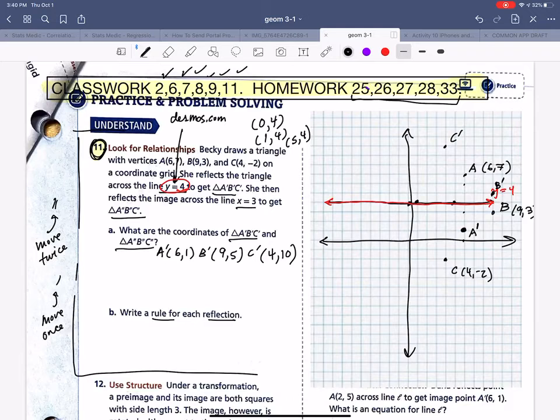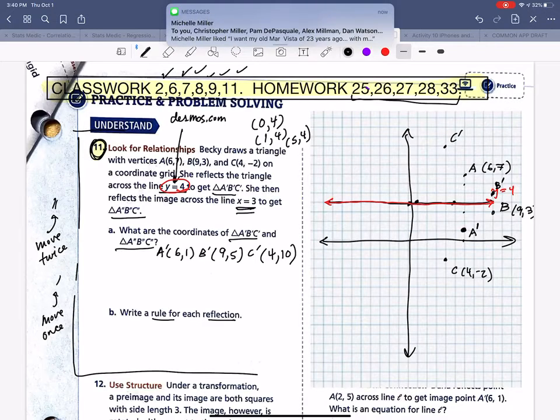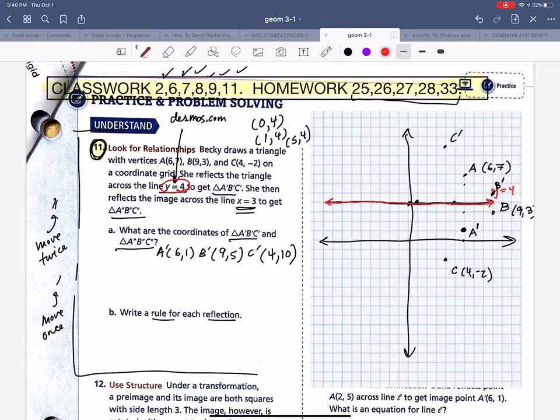Now it says we're going to move it again. She's reflecting the image across x equal 3. Okay, so that's x equal 3. So that must be a vertical line at 3. So we can draw that. A vertical line at 3. All right, so that's x is 3. And we're going to get a third coordinate.